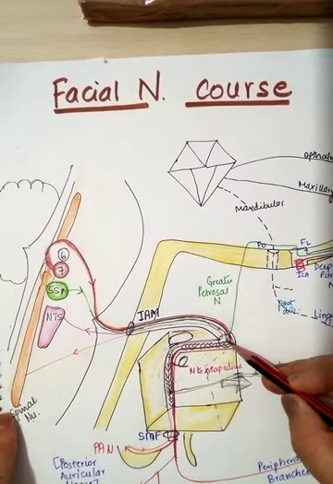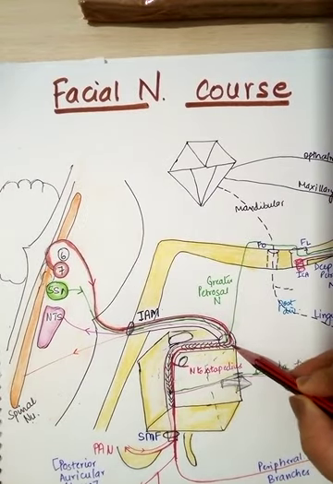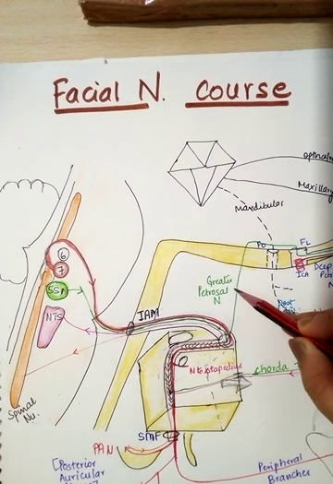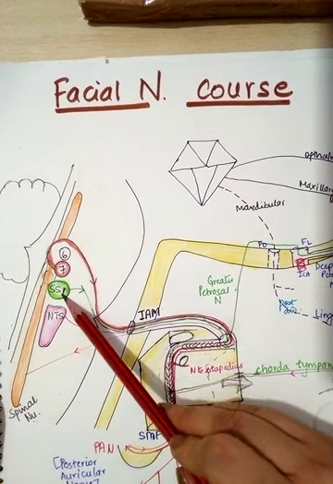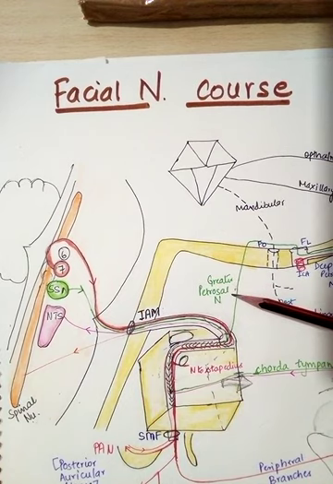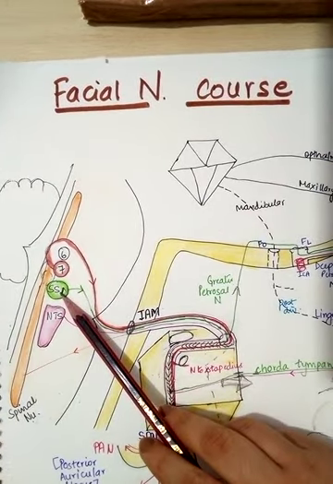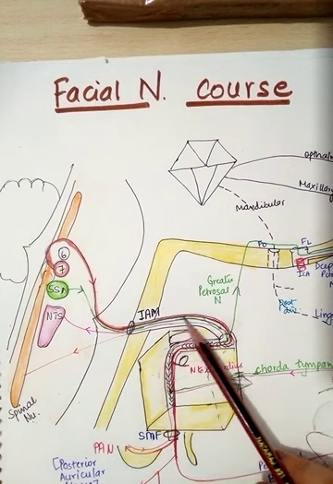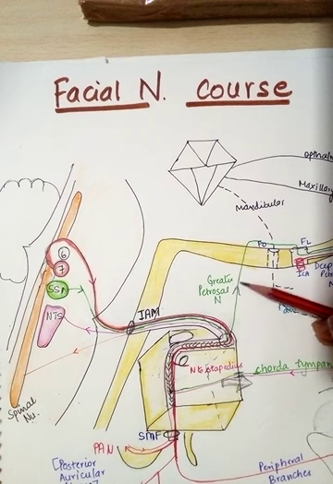So the first branch is given off here at the level of the geniculate ganglion, which is the greater petrosal nerve. Now this nerve carries the parasympathetic secretomotor fibers. How? Because these fibers, which I've demarcated in the color green, arise from the superior salivatory nucleus, right? They travel to here, and from here this nerve is given off, greater petrosal nerve.